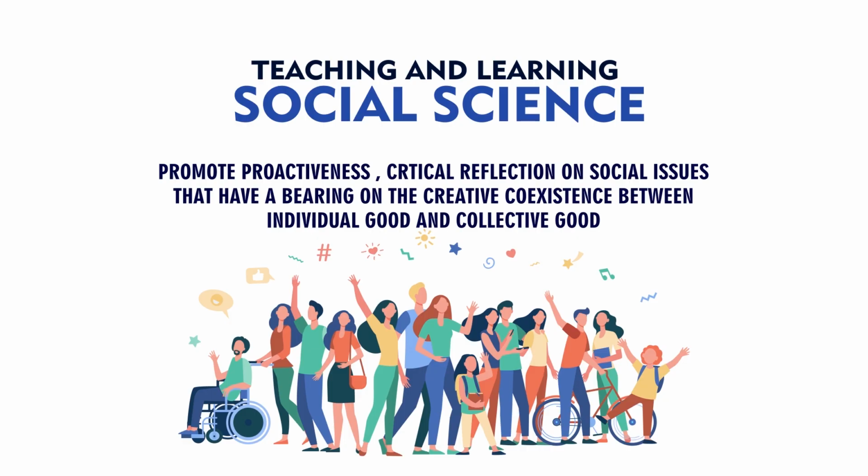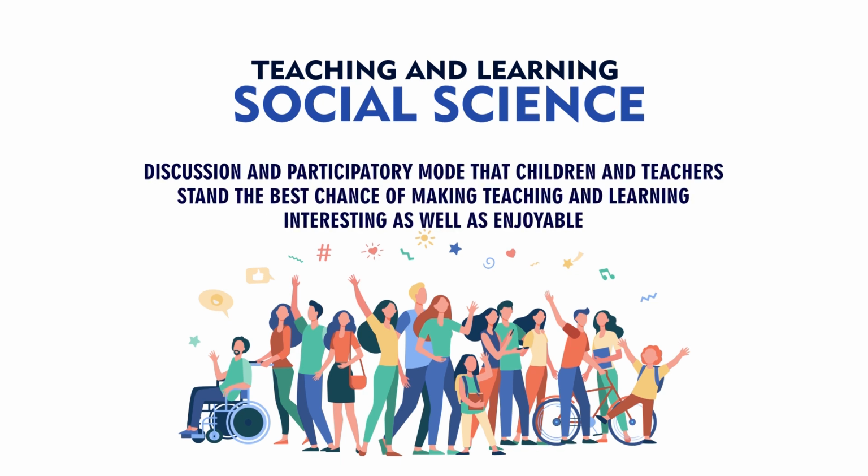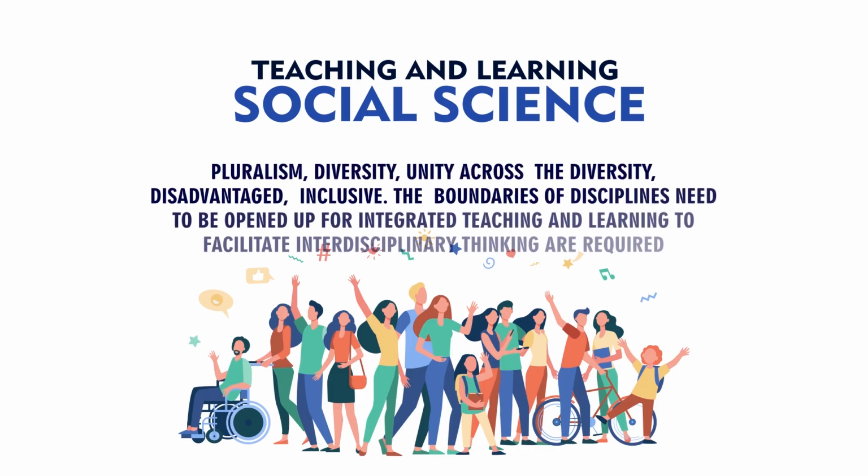Social sciences should promote proactiveness and critical reflection on social issues that have a bearing on the creative coexistence between individual good and the collective good. Discussion and a participatory mode of teaching and learning should be used. Pluralism, diversity, unity across diversity, the disadvantaged, inclusiveness. These values, these notions, these social issues should be inculcated through the teaching of social sciences.